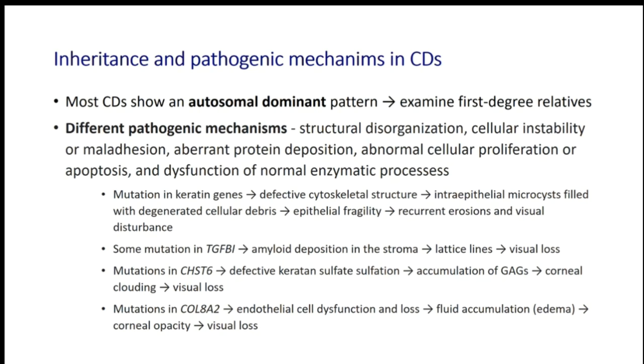The last example are mutations in COL8A2, which lead to endothelial cell dysfunction and their loss, followed by fluid accumulation in the stroma, and again the result is corneal opacity leading to visual loss.